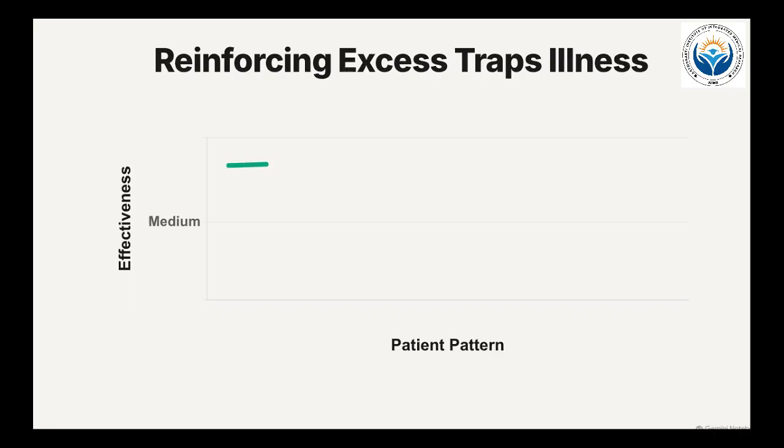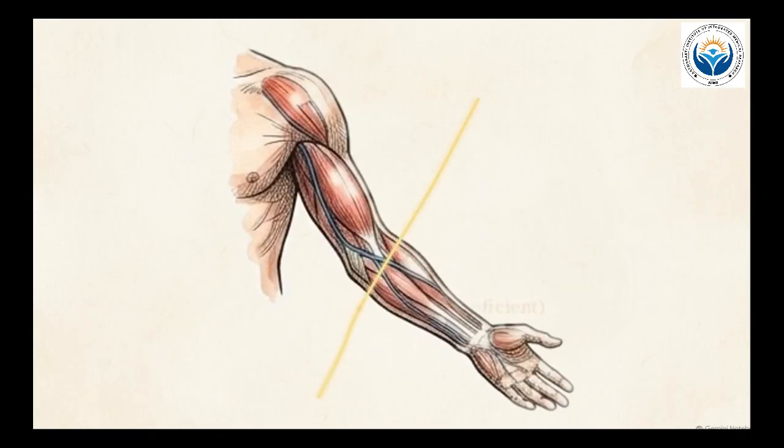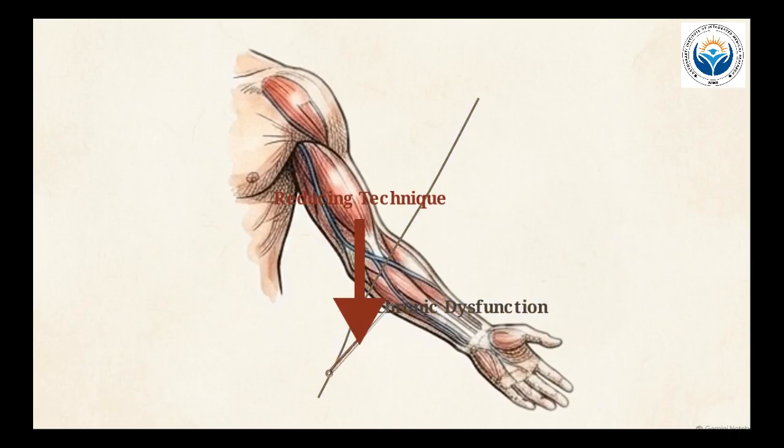Imagine applying distal reinforcing needling to an excess pattern. Effectiveness drops to 0. Reinforcing a blockage is like feeding a fire. You strengthen the pathogen, trapping the illness deeper inside. Now look at the reverse. You apply proximal reducing needling to an exhausted elderly patient. The patient already lacks energy. Aggressively draining them further depletes the remaining lung qi, which often turns a temporary difficulty into a chronic, long-term dysfunction.